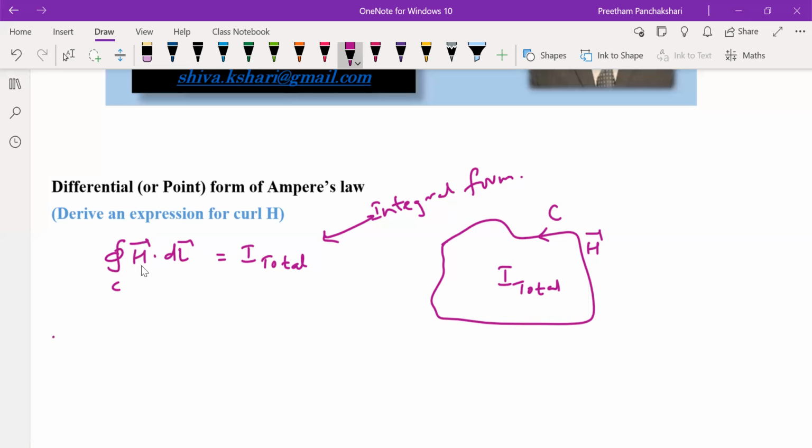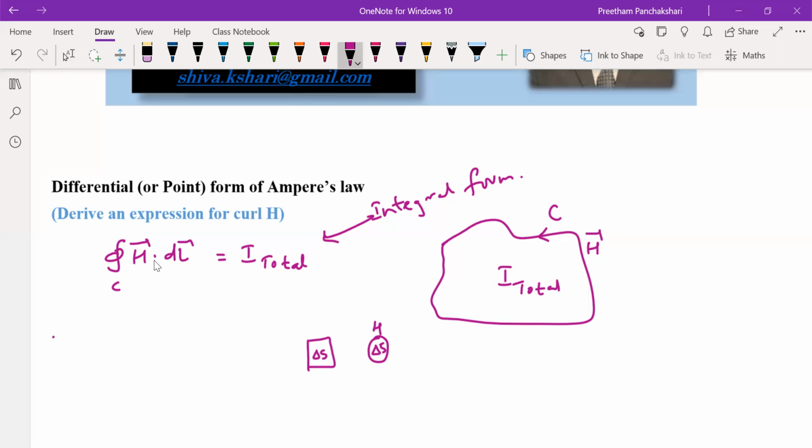First, we have to make something so that H remains constant on the closed path. So what I suggest is that we choose a very small closed path so that H remains constant on the closed path. Variations in H over the closed path are negligible. So we start this derivation with a very small closed path enclosing a very small area, let us say delta S. Then H becomes constant, H can be taken out.